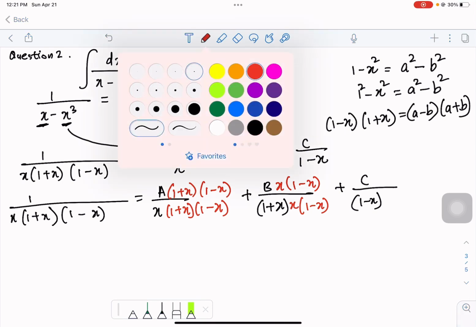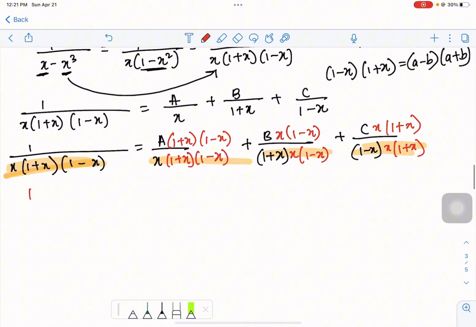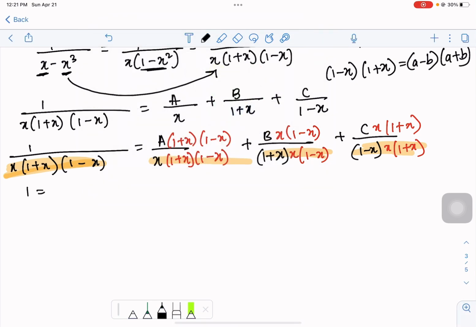Here we need x and 1 plus x. Notice that by watching the denominator, it should be the same as the left. So if I just take the numerator, 1 equals a times 1 plus x times 1 minus x, plus bx times 1 minus x, plus cx times 1 plus x.